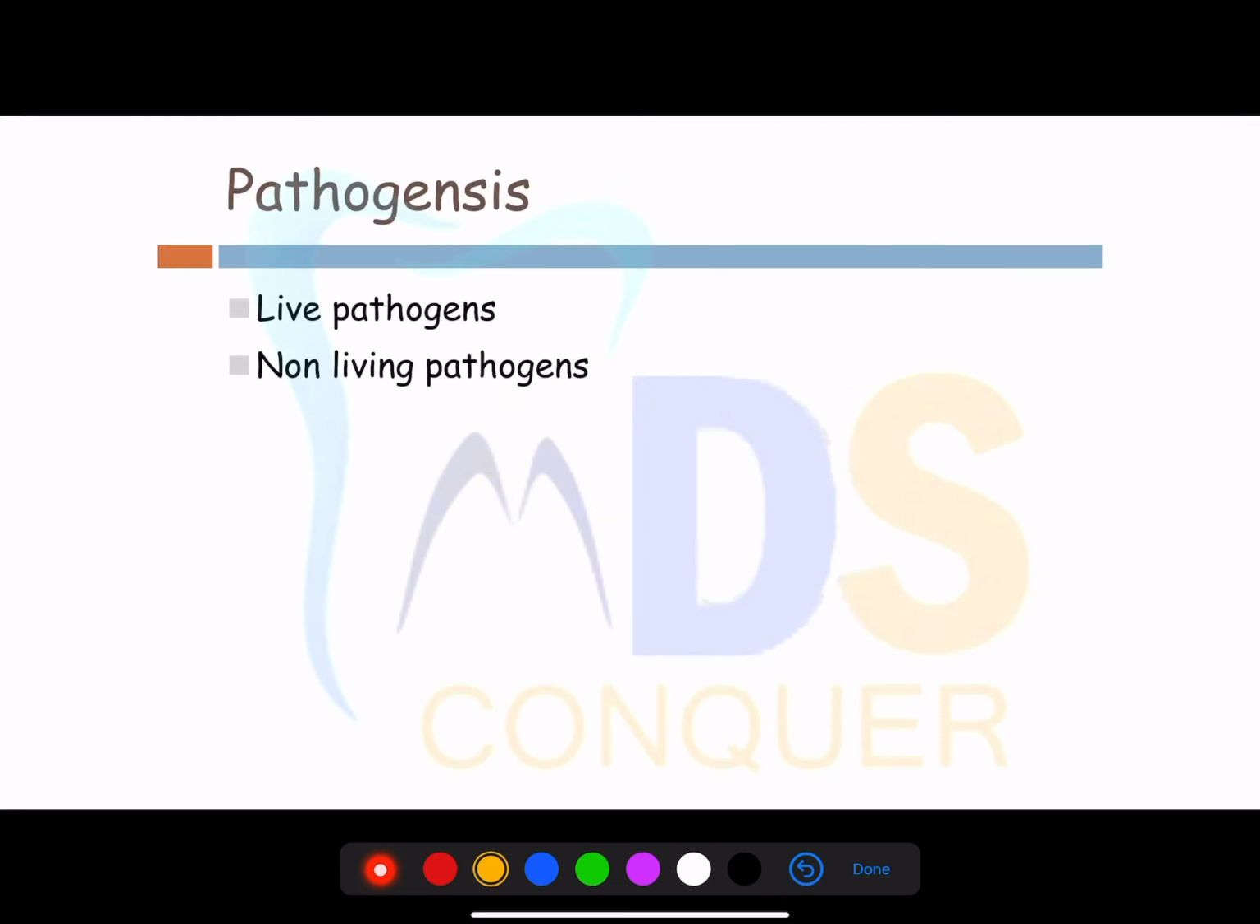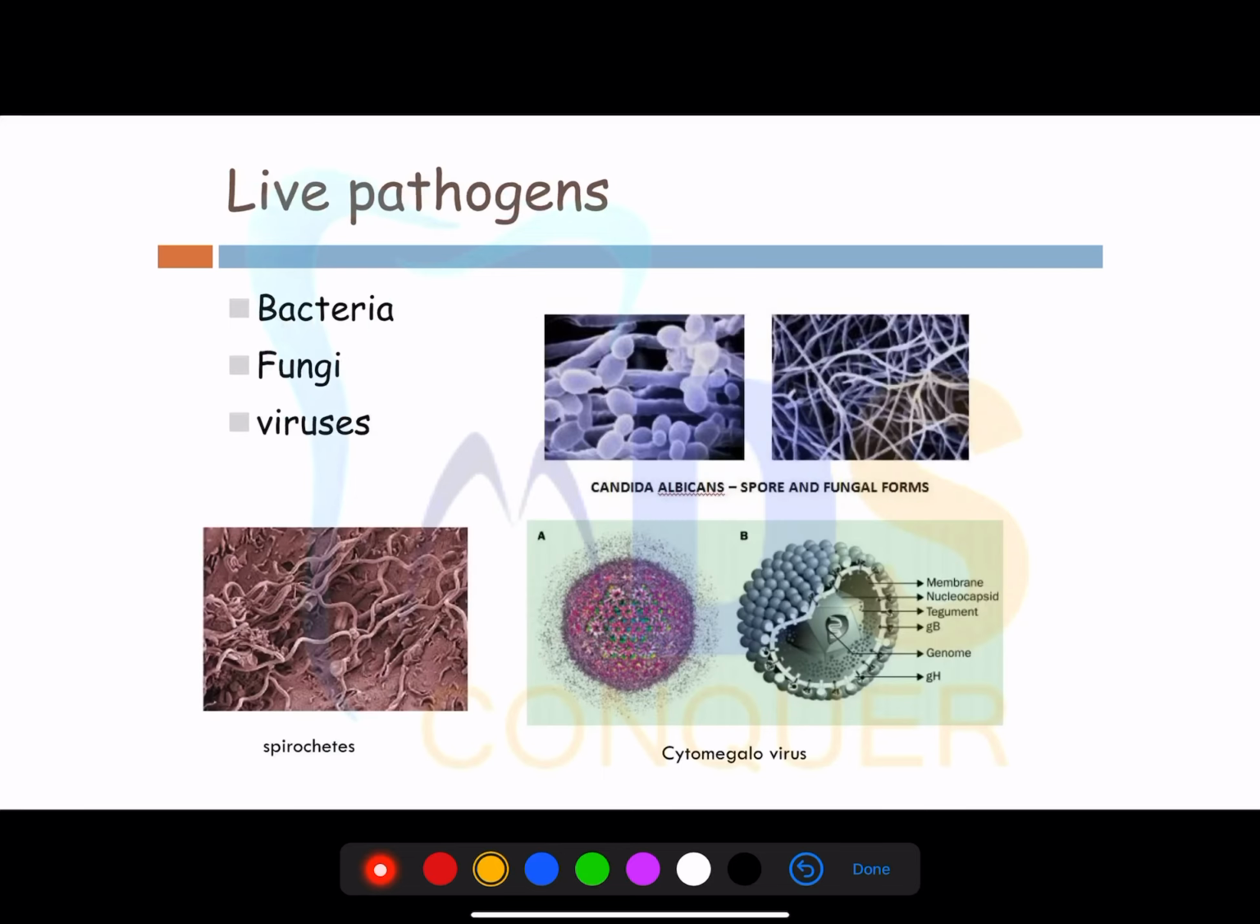So as already discussed, you have some live pathogens, you have some non-living pathogens. As already discussed, bacteria is a live pathogen. Make a note about your fungus. Candidiasis is the most common.